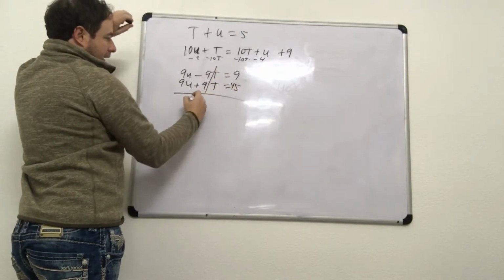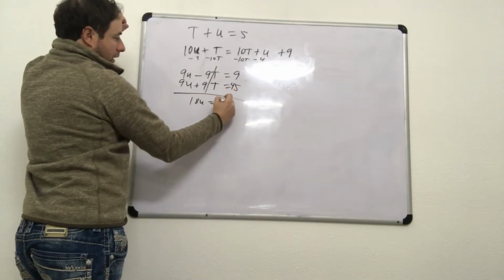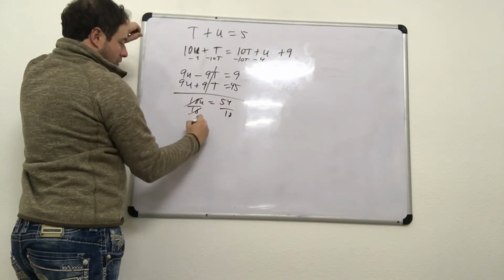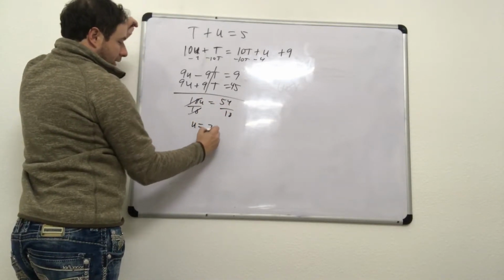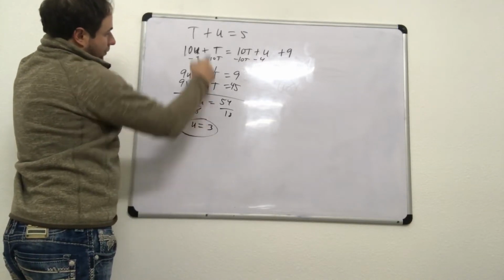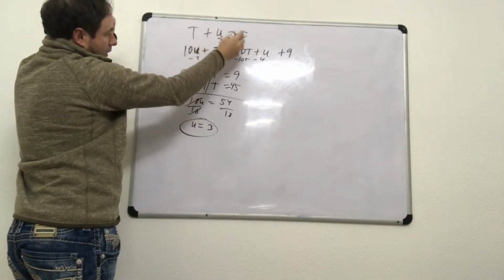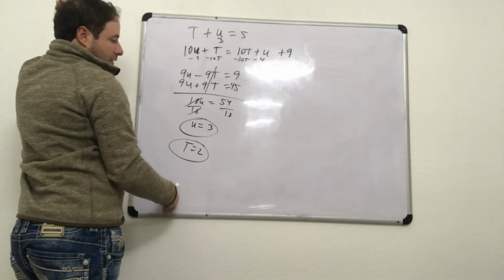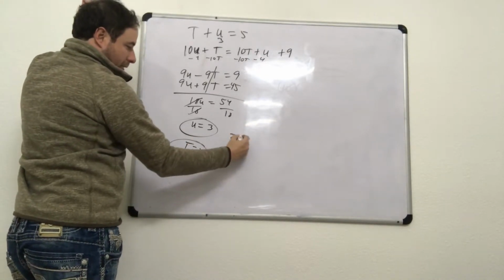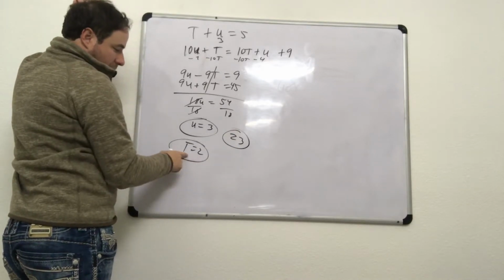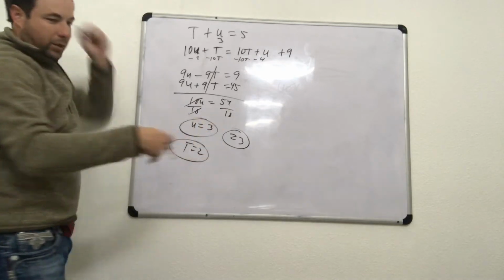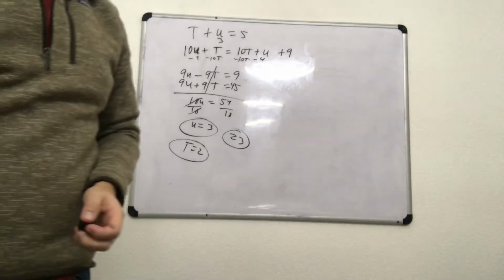When you do that, the t's cancel. You get 18u equals 54. Divide by 18. U equals 3. And if u is 3, plug it back in up here, then t has to be 2. But we're not just solving for t and u. They want to know what's the number. Well, the number is 23 because 2 is in the tens place. 3 is in the ones place, so the number is 23. So that actually is our answer.